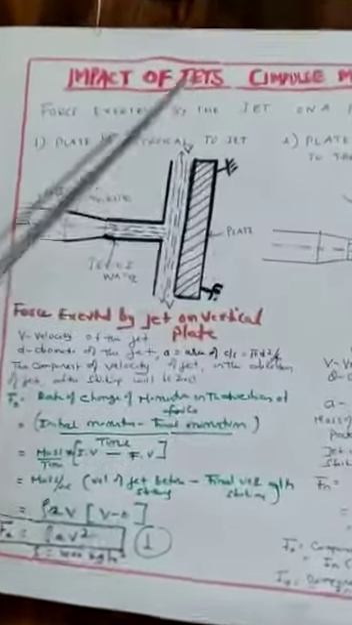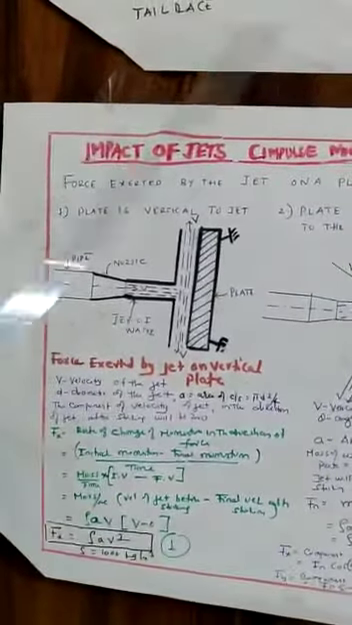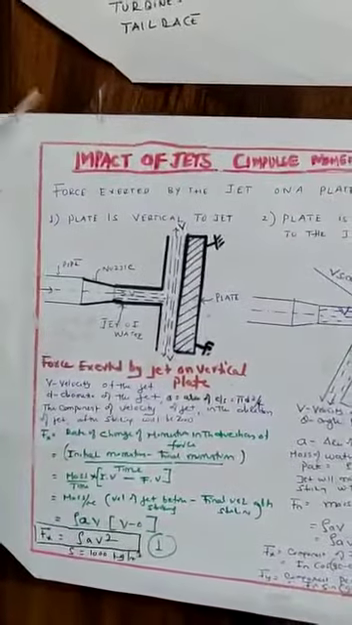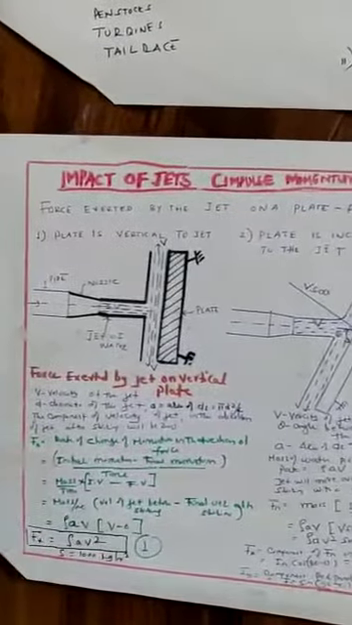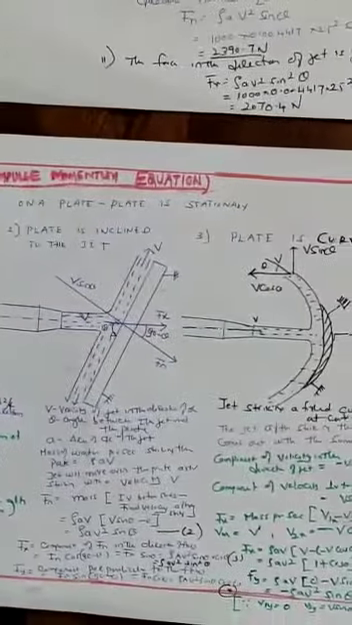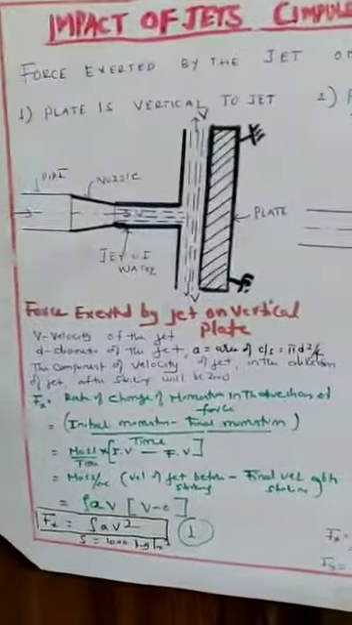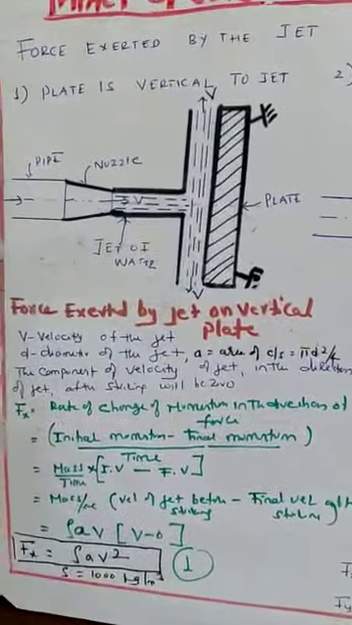Here we will be studying the force exerted by a jet on a plate, where the plate is stationary, because the plate may be moving also, but we are studying the stationary plate. There are three different cases. One is the plate vertical to the jet, the second is the plate inclined to the jet, and the third is the plate curved. In all these three cases, we are studying the force exerted by the jet on a stationary plate. So look at this figure.